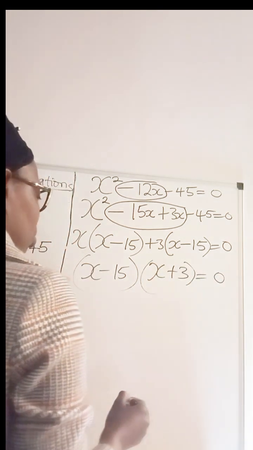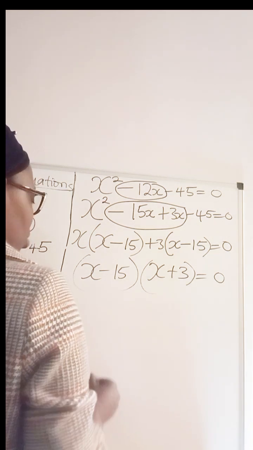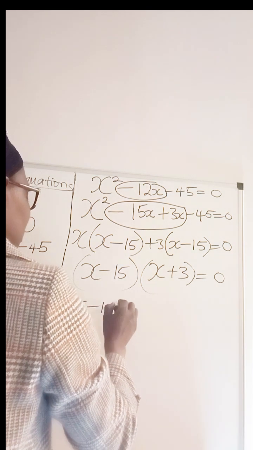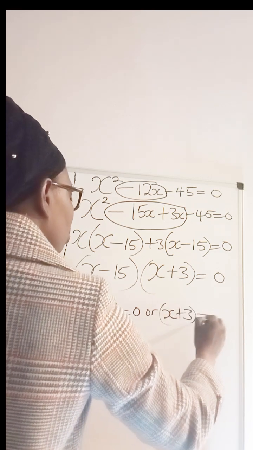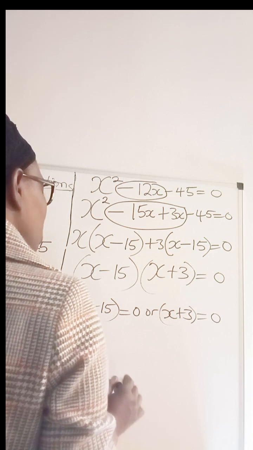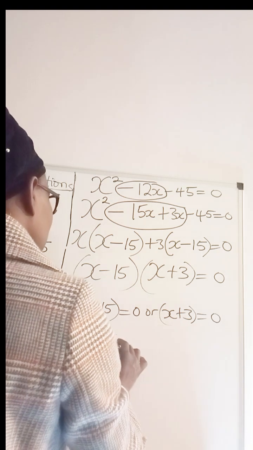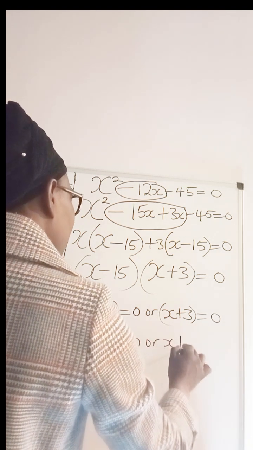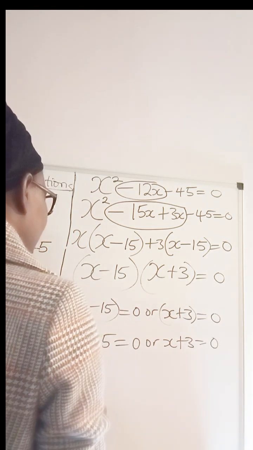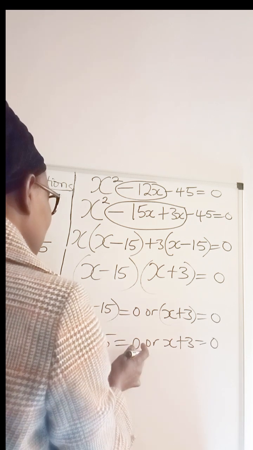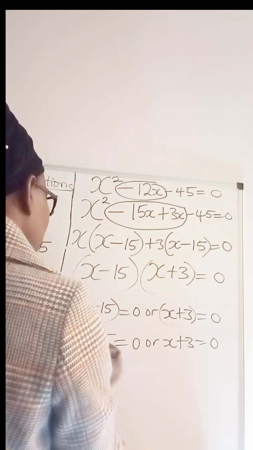Everything equals 0. So the solution for this quadratic equation, or the value of x, is x minus 15 equals 0, or x plus 3 equals 0. We are trying to equate each of the brackets to 0. So x minus 15 equals 0, or x plus 3 equals 0. Now, to make x the subject of the formula, minus 15 will change position to the other side, and the moment it changes position, the sign changes too. So this minus becomes plus.